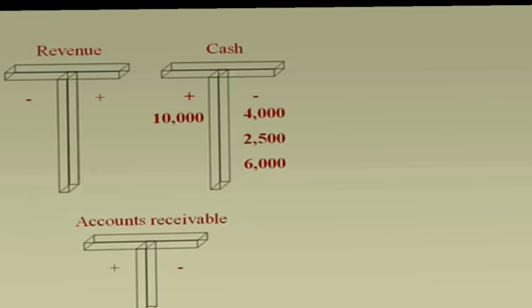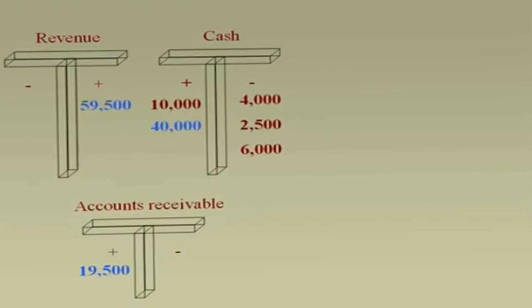Revenue increased $59,500. So you put $59,500 on the right. Cash increased $40,000. So you put $40,000 on the left. And accounts receivable increased $19,500. So you put $19,500 on the left. Now you got to do the journal entry, which looks like this.